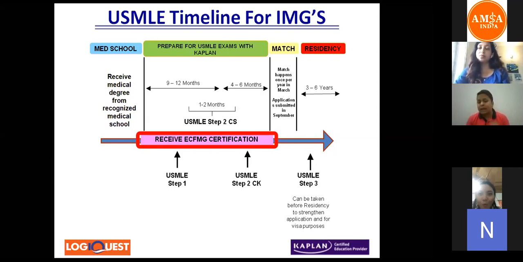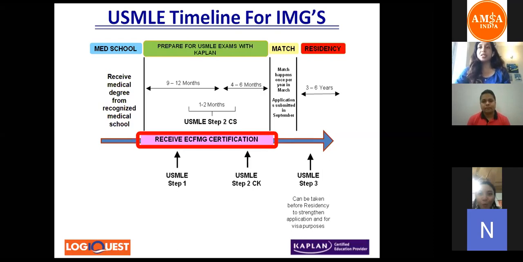So you do that after the requirements are done, which is the end of Step 1, Step 2 CK, and Step 2 CS. Step 3 does not come under the ECFMG. There's a separate body called the FSMB, or the Federation of State Medical Boards. So Step 3 plays no role in getting yourself ECFMG certified.